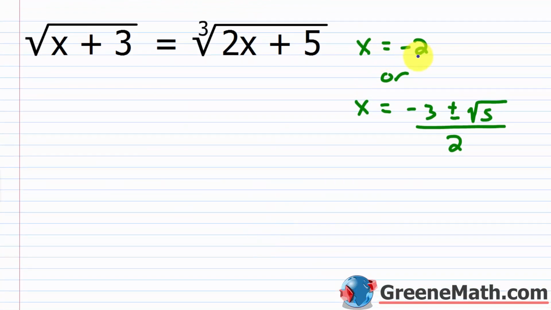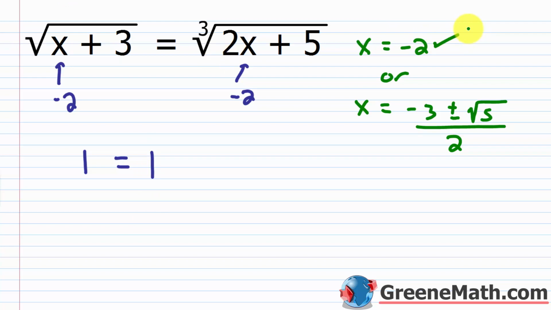So for x equals negative 2, let's just plug in a negative 2 here and here. Very straightforward. Negative 2 plus 3 would be 1. Square root of 1 is 1. This is equal to 2 times negative 2 is negative 4. Negative 4 plus 5 is 1. The cube root of 1 is 1. So this definitely checks out. This is a solution, right? x equals negative 2.